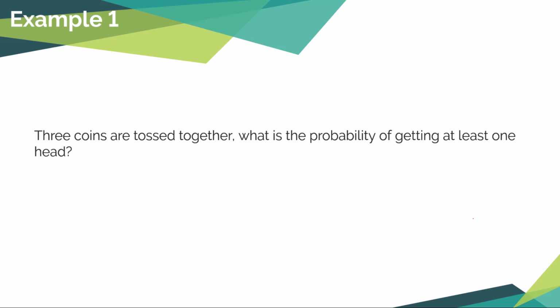The first example is: 3 coins are tossed together, right? So we are tossing 3 coins simultaneously and we are trying to find out the probability of getting at least one head.